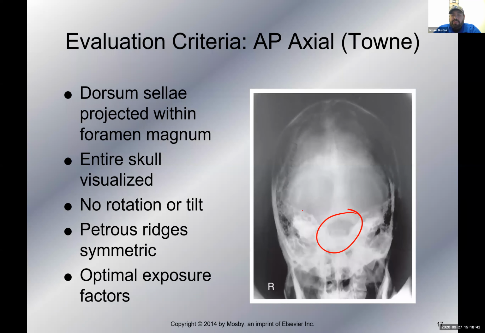All right, we want to make sure there's no rotation by checking those petrous ridges. If they're the same on each side, then there's no rotation. And then we pay attention to the dorsum sellae within the foramen magnum. If the dorsum sellae is too high, right, remember that there is not enough angle between the CR and the OML. It was less than 30 degrees.